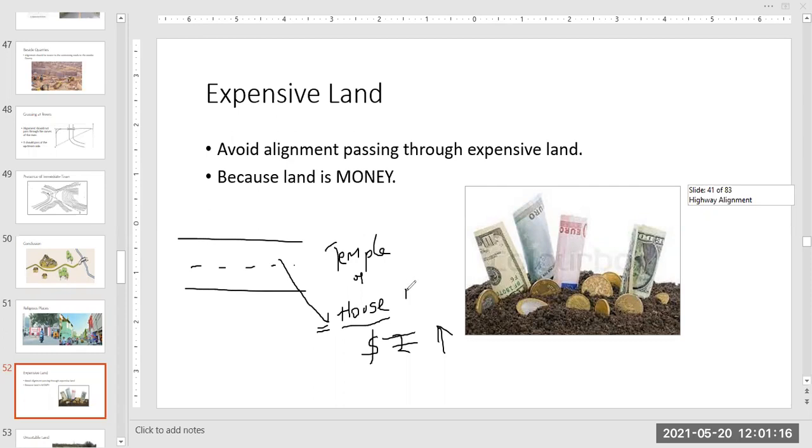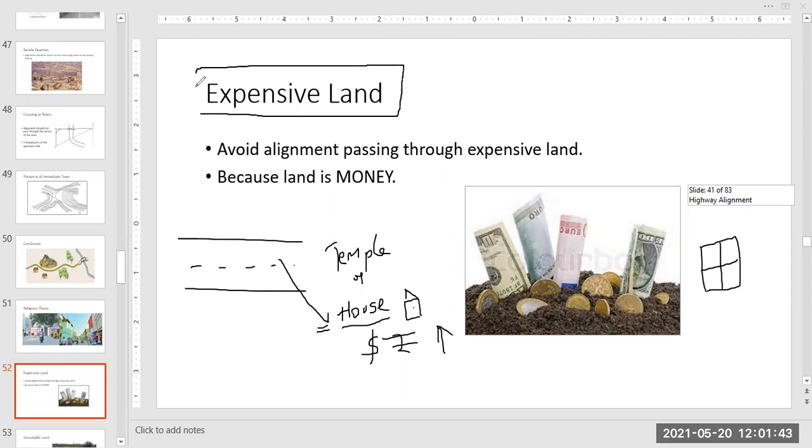As you told, this is a hut. They will give him 20 lakhs. What will he do? He will take the 20 lakhs, go and build a new building. So this is called rehabilitation, restoring the residential people. So that is why another obligatory point is that you should not buy expensive land.